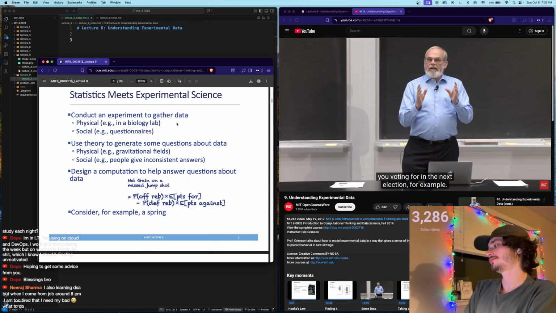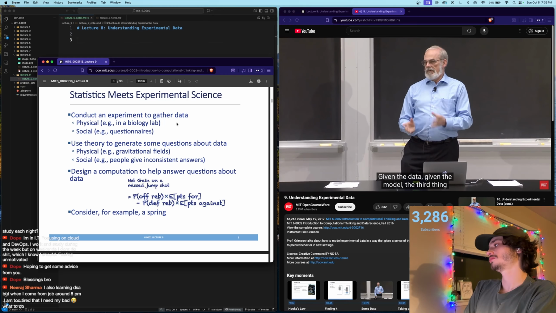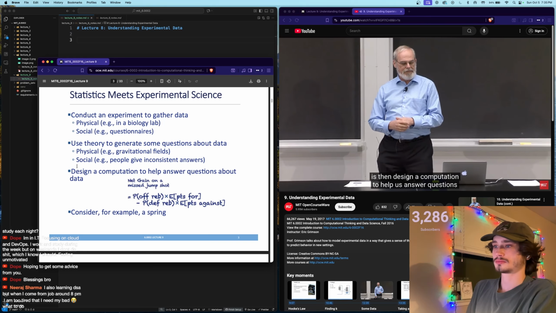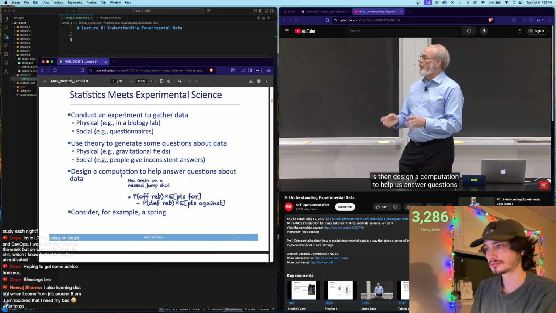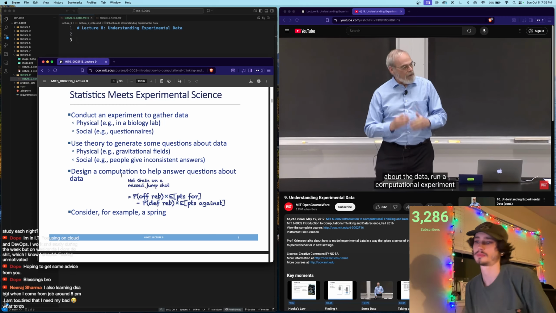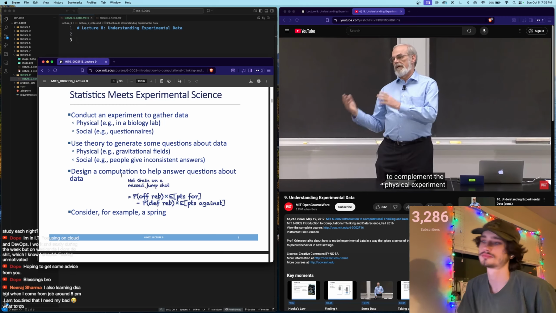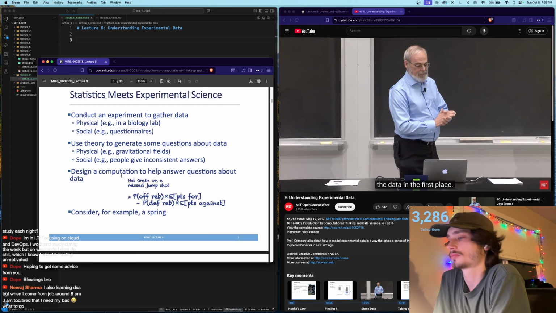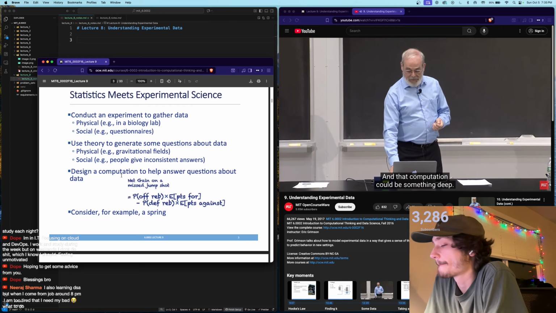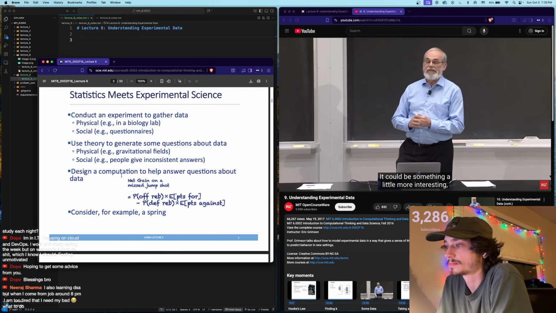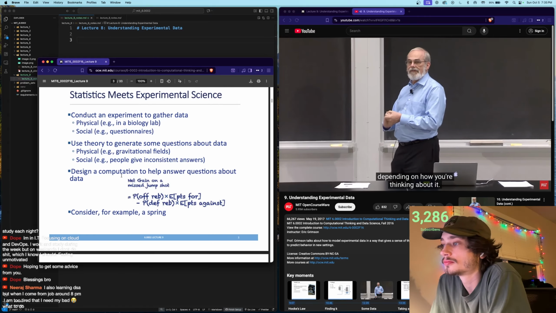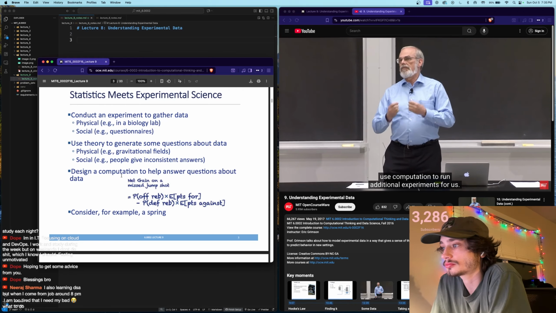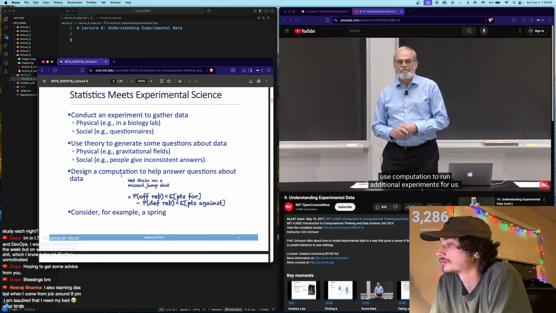Okay. Given the data, given the model, the third thing we're typically going to want to do is then design a computation to help us answer questions about the data. Run a computational experiment to complement the physical experiment or the social experiment we used to gather the data in the first place. And that computation could be something deep. It could be something a little more interesting, depending on how you're thinking about it. But we want to think about how do we use computation to run additional experiments for us.